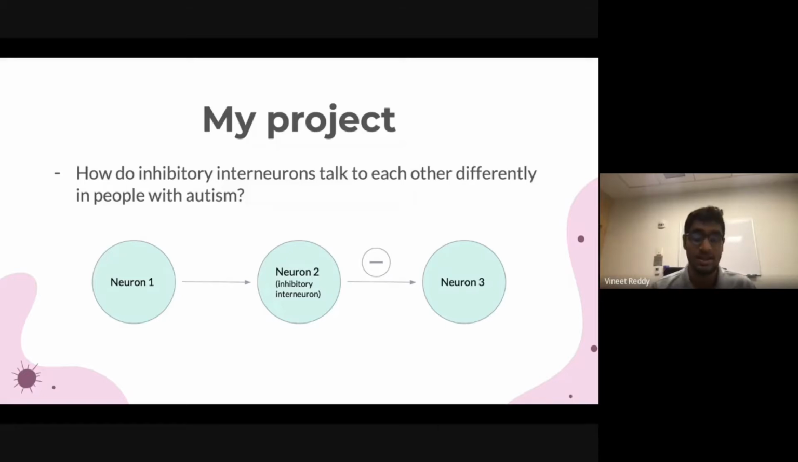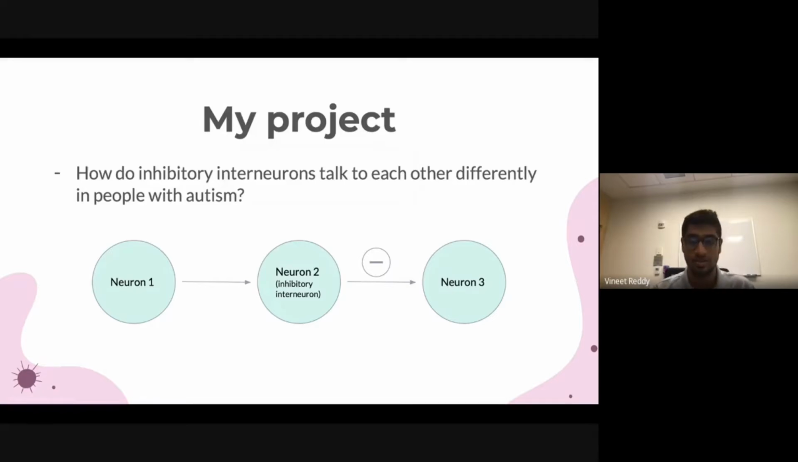What is an inhibitory interneuron? An inhibitory neuron is a neuron that ramps down a cell signal. Let's say we have 3 neurons: neuron 1 on the left, neuron 2 in the middle, neuron 3 on the right. If neuron 1 fires at neuron 2, and then neuron 2 fires at neuron 3, such that neuron 3 is less likely to pass on a signal, then neuron 2 is defined as an inhibitory neuron as opposed to an excitatory neuron.